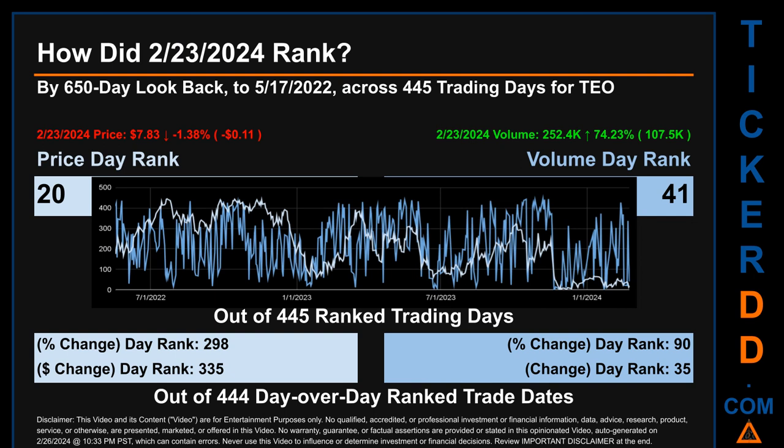The price's day-over-day percentage change, dropping -1.38% on February 23, 2024, had a day rank of 298 while its dollar difference of -11 cents had a rank of 335 when compared day over day across 444 trading days. Volume's percentage change and difference were ranked respectively at 90 and 35.